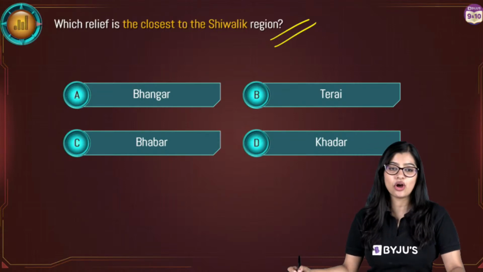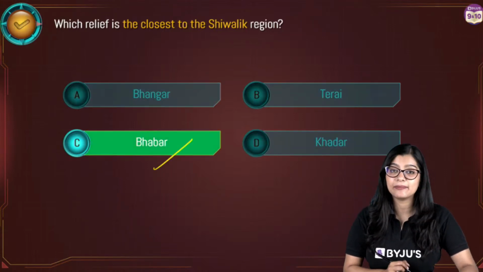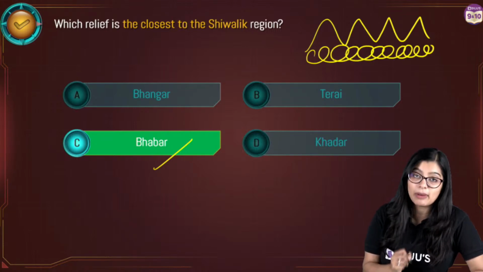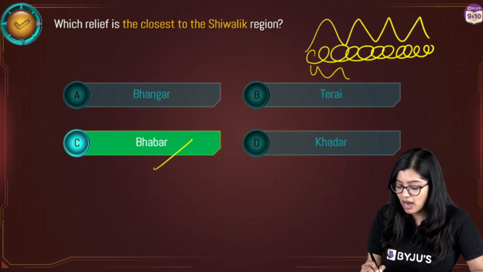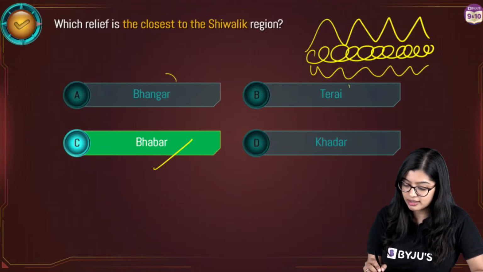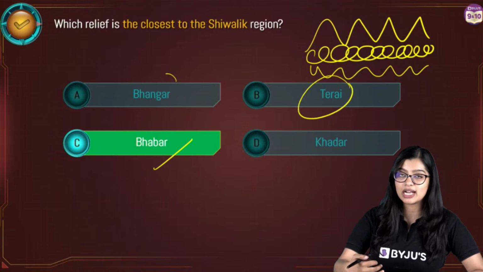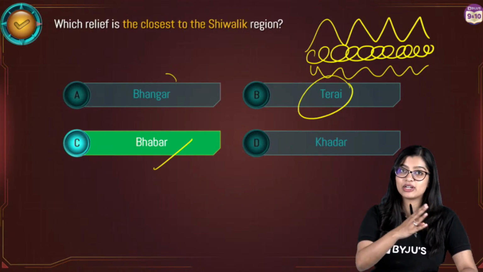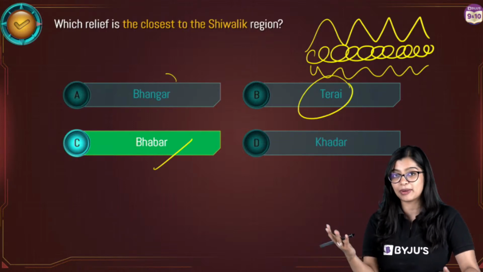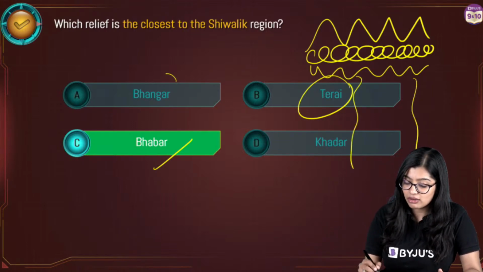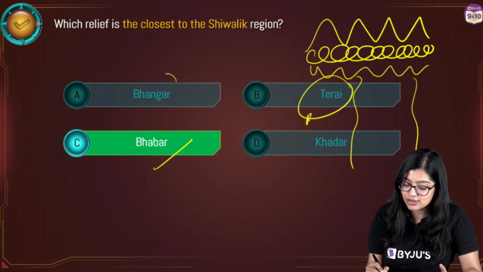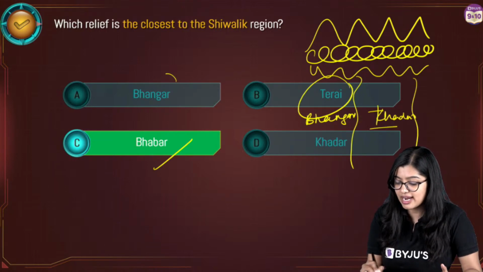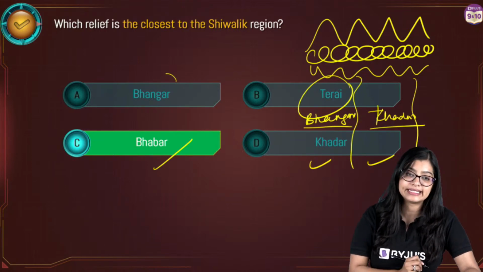Super. Very good, all of you. The correct answer is option C. Near the Shivalik region you had the big pebbles, that was your Bhabar region. Then you had the marshy area, which was your Terai region. Then once your rivers come, eventually at one point they would have taken one course, then changed their course due to multiple reasons. So the terrace-like feature that is formed is your Bhangar, and inside it is your Khadar region, right? And we know the differences between these two.